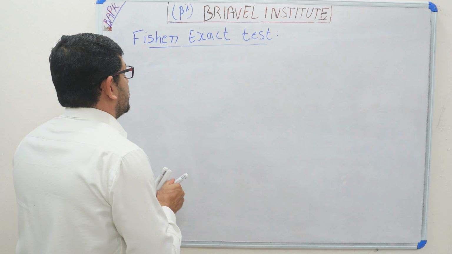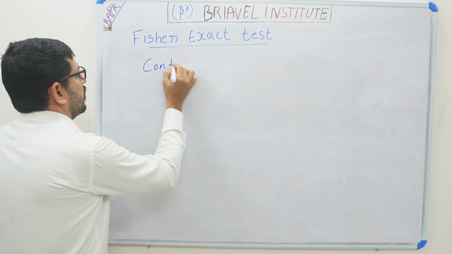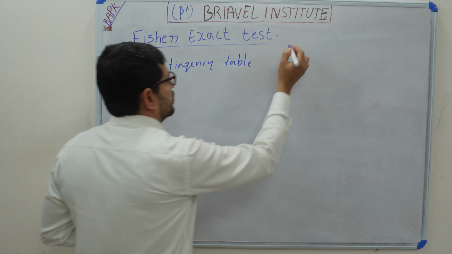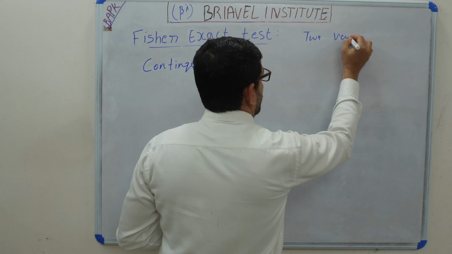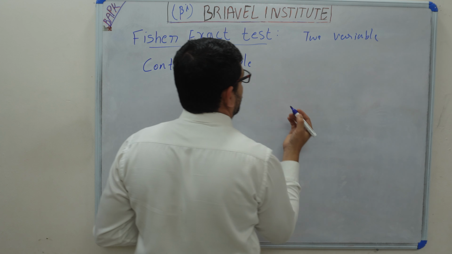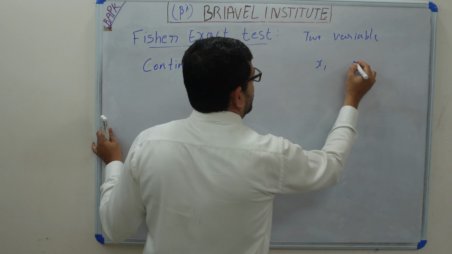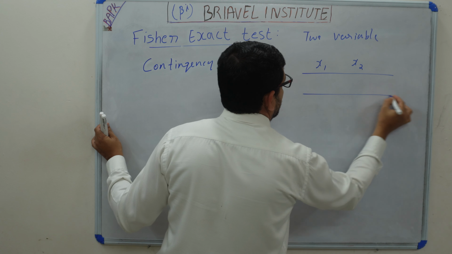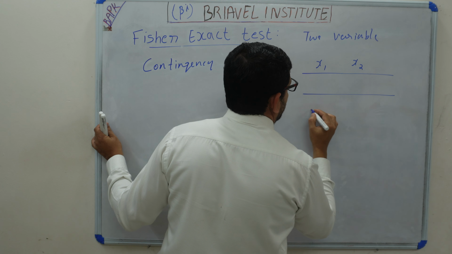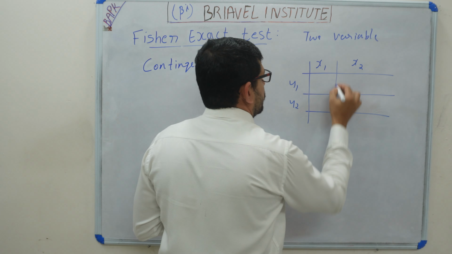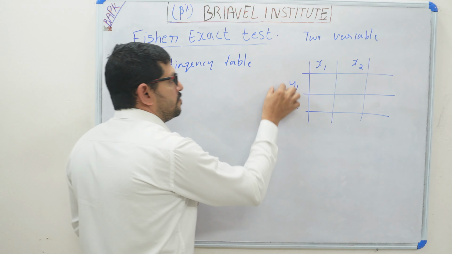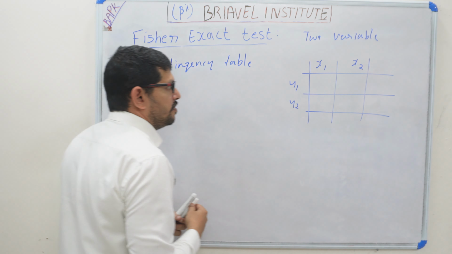So we know in last class we studied the contingency table. In that we have two variables, two categories of variables. So these variables are representing like that. Here it is x1, here it is x2. This is one category of variables, and we have y1 and y2. So this is the other category of variables.